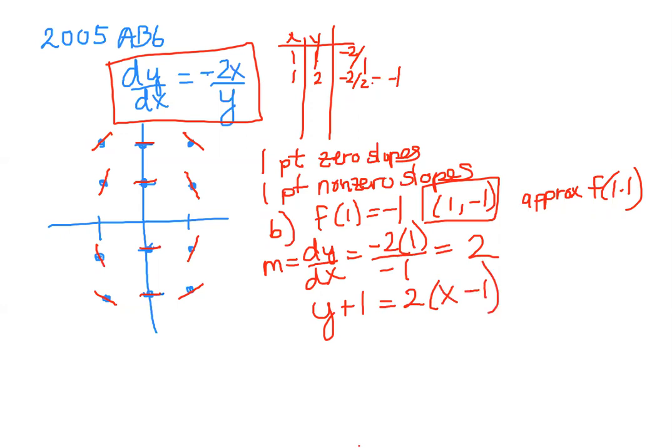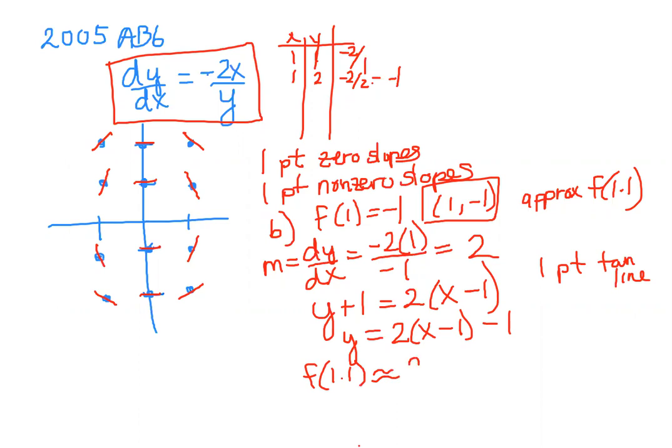There's our tangent line right there. You can leave it like this. I'm actually going to change it just a little bit for the approximation because it's easier. Either one of these is fine, and you would get 1 point for the tangent line equation. Then we go ahead and find the approximation, and f of 1.1 is approximately 2 times 1.1 minus 1, minus 1.